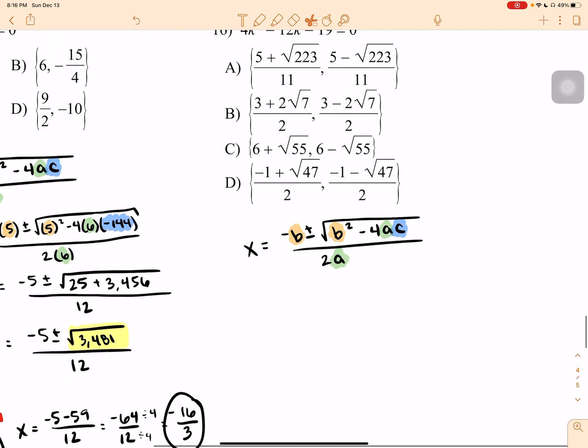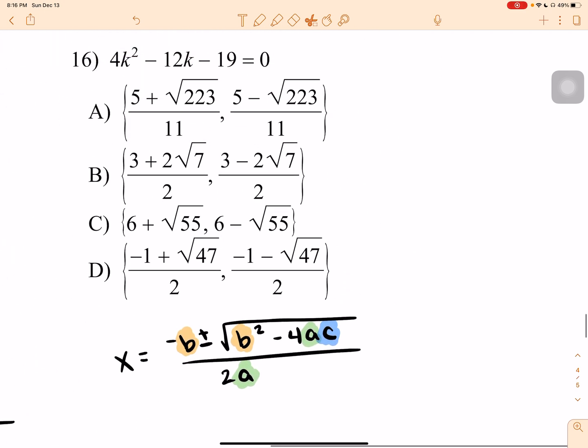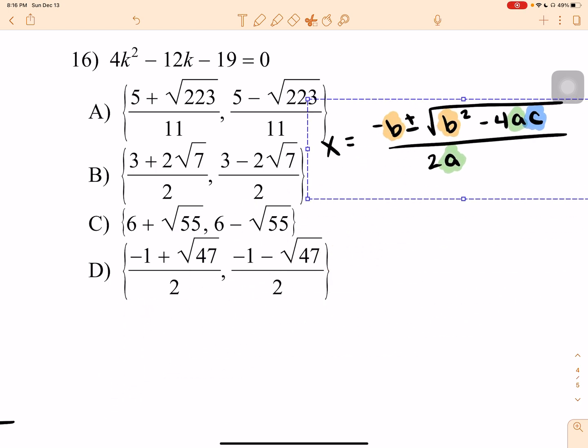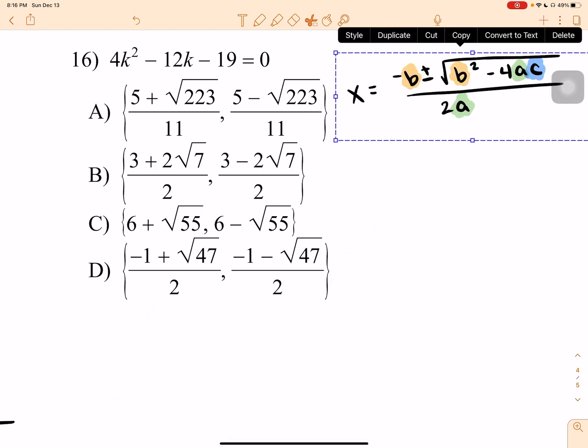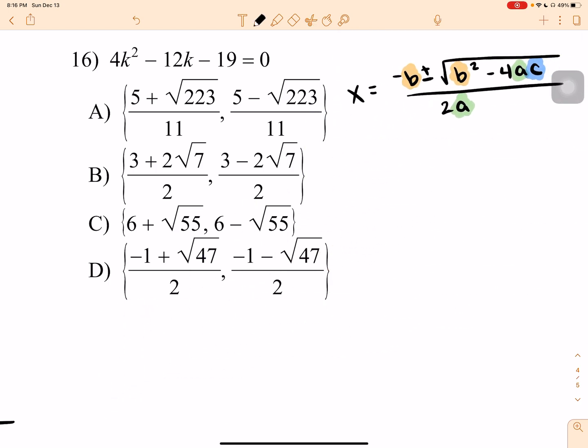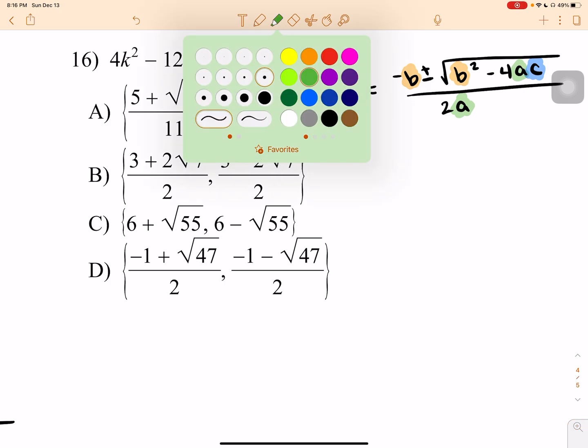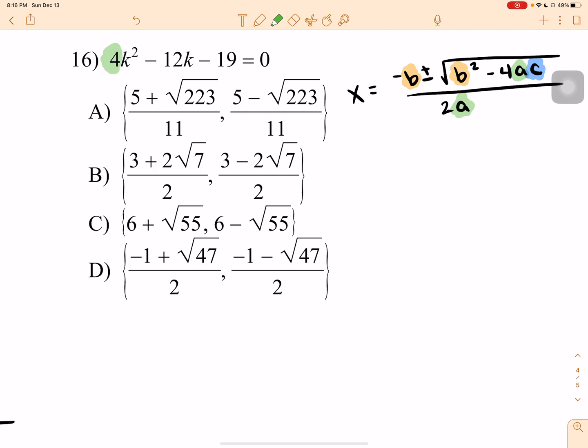Okay, I'm going to go ahead and go over to this one now. I'm going to move this up here just so I have more room to work. All right, so first we have to determine a, b, and c. Okay, so a's I had as green. So 4 is a.